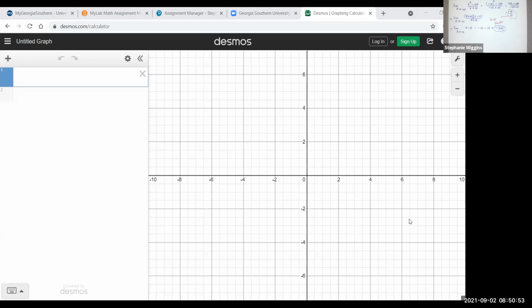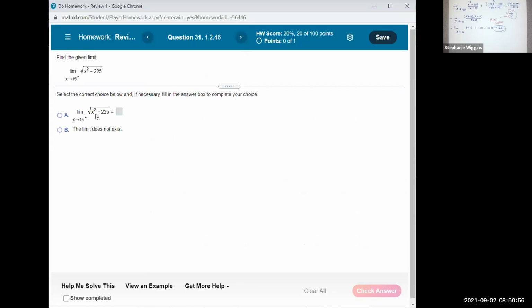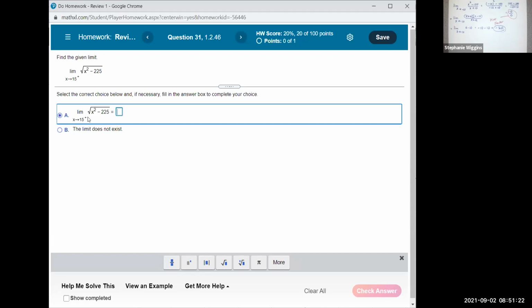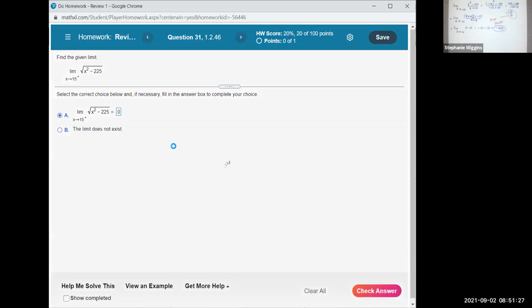This one, I'm trying to think, it would work. What is the range of this function? It doesn't exist if the number is less than 225. And so it exists as long as the absolute value is greater than 225. And so it does exist. And if you plug that in, you're going to get 0. So just plug it in.